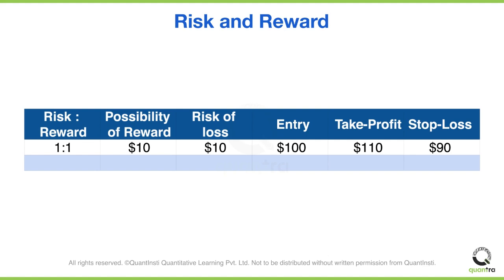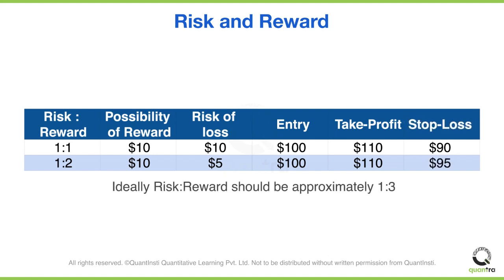On the other hand, if the risk-reward ratio is 1:2, the possibility of a reward is $10, but the risk of loss is $5. Here, if you enter a trade at $100, you will set a take profit of $10 above the entry price, at $110. But you will set a stop loss of $5 below the entry price, at $95.